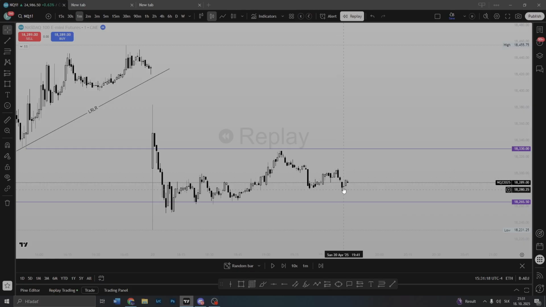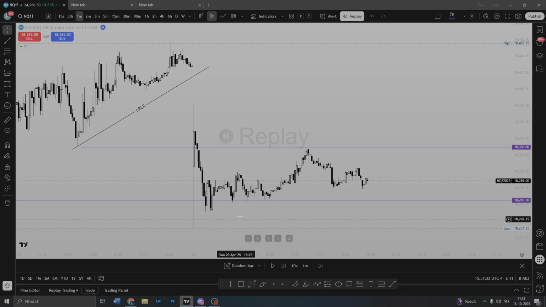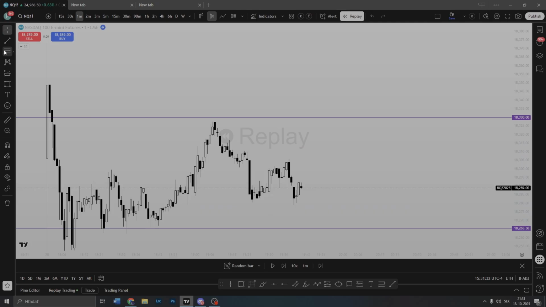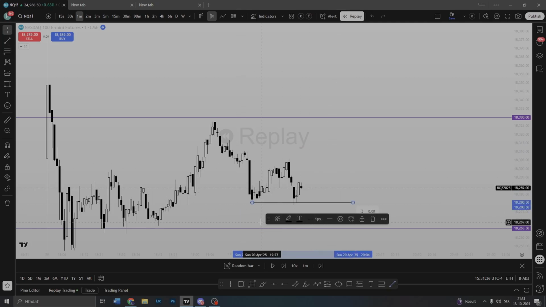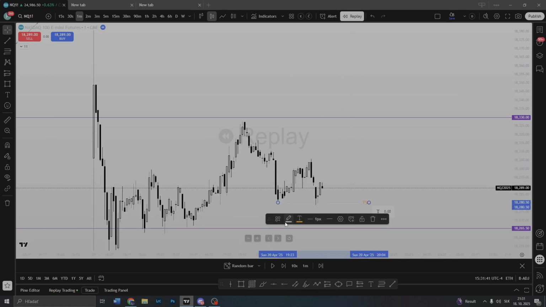Those three candles kind of ring a bell for me. Basically, we took the liquidity to the lows, rebalanced this little range. Now we came back inside the range. We are sweeping the lows right here. Double sweep. Oh, I do have wrong settings for it.